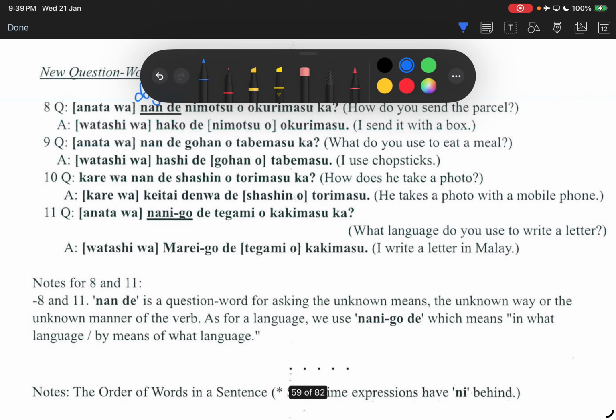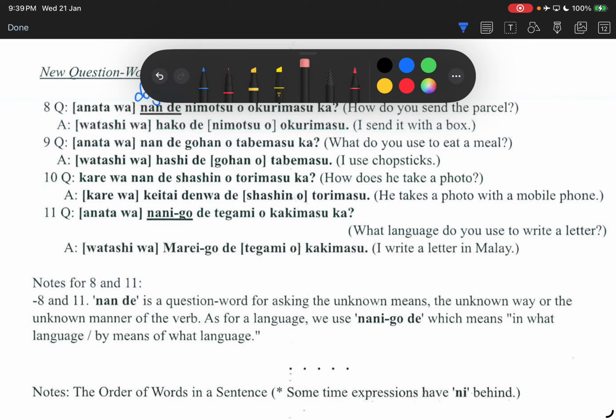何語で手紙を書きますか? So 何語, go means language. Remember in lesson 3 or lesson 4 we learned this, something go means the language. So 何語 is what language. So what language で? So with what language, or in what language, or by what language. Then our object here is 手紙, and the action will be 書きます. So by what language do you write a letter?